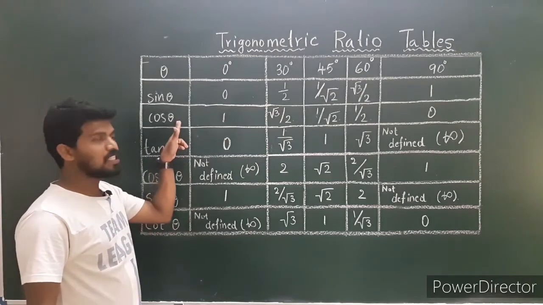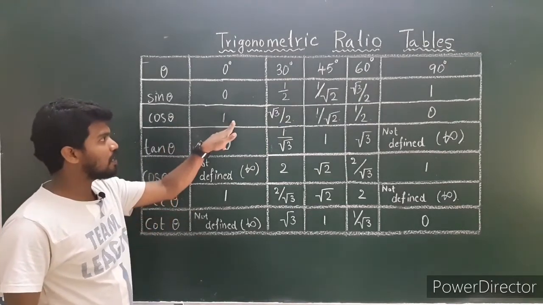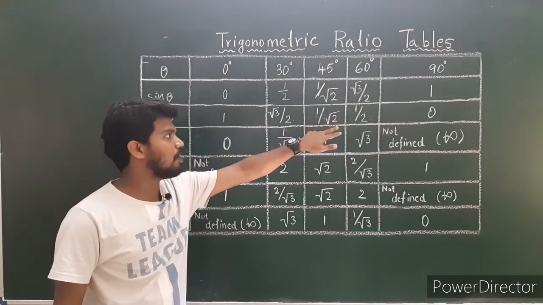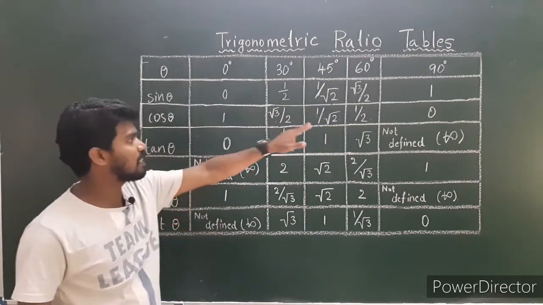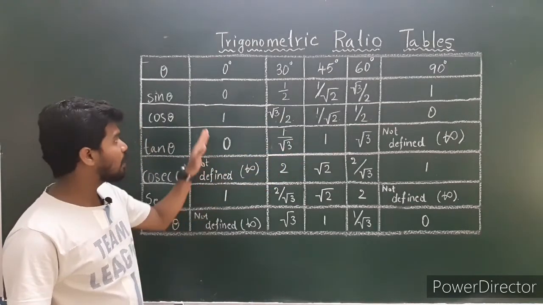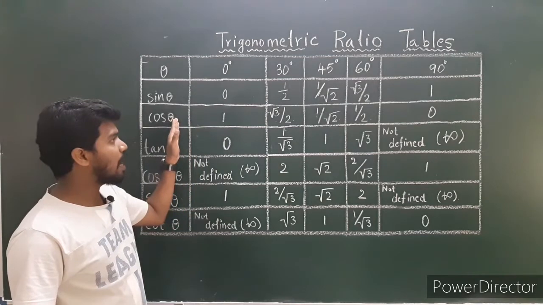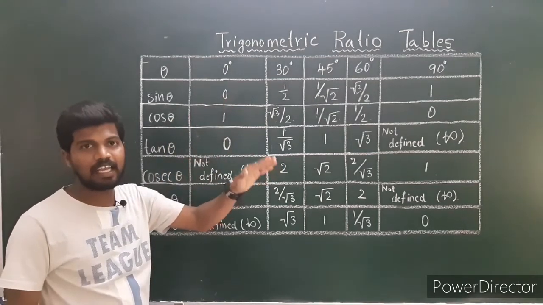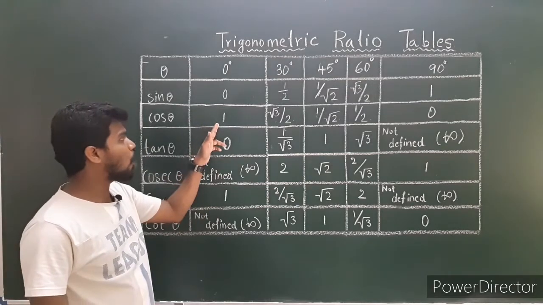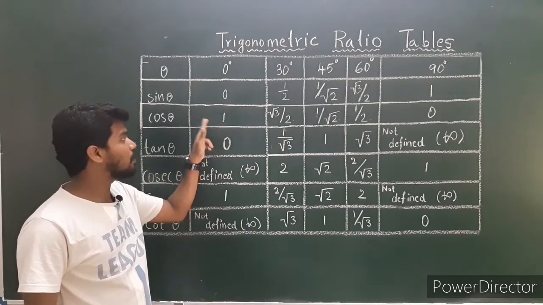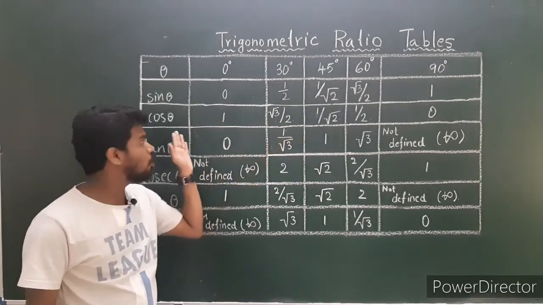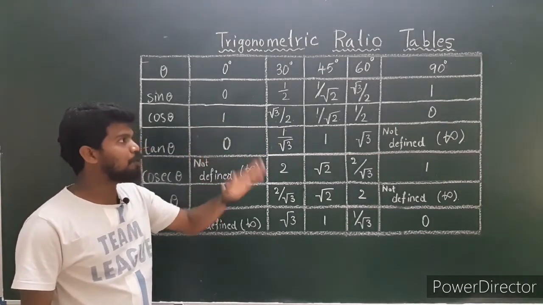Next, cos theta. The first value is 1. Next root 3 by 2, next 1 by root 2, next 1 by 2. That means cos 60 is 1 by 2 and cos 90 is 0. So you see that as the angle varies from 0 to 90 degree, the value of cos decreases from 1 to 0.